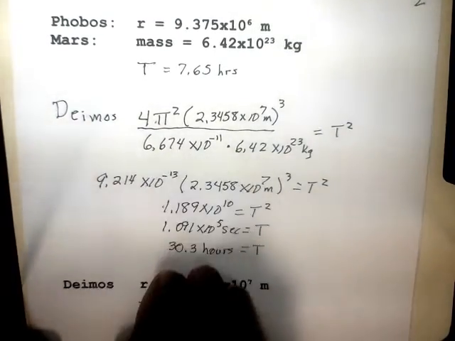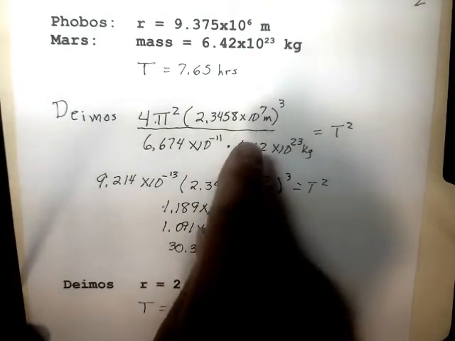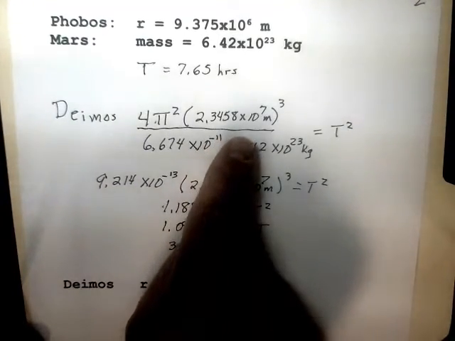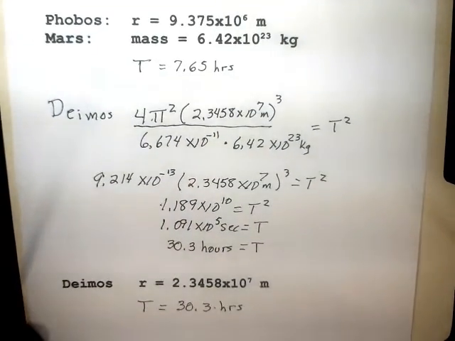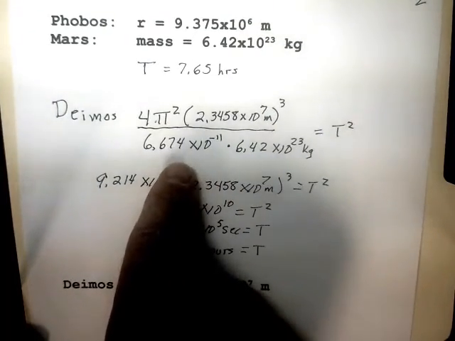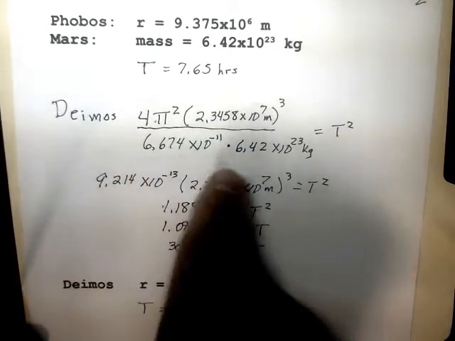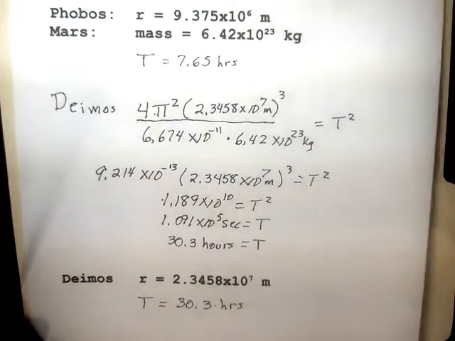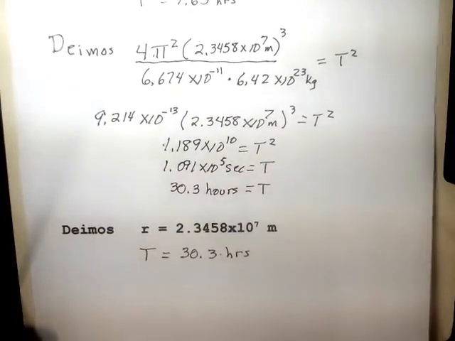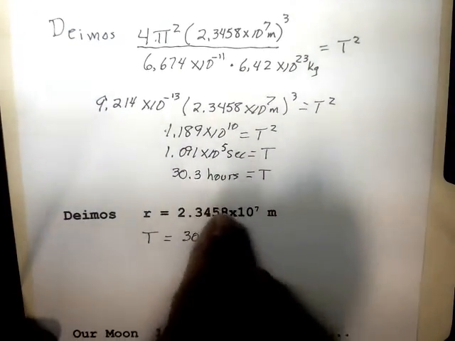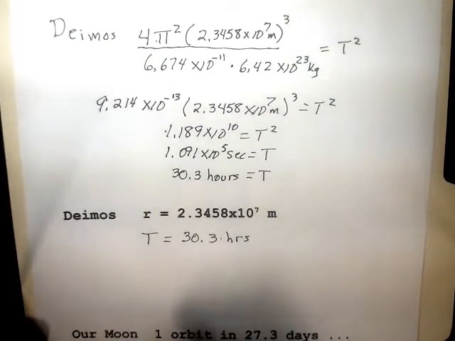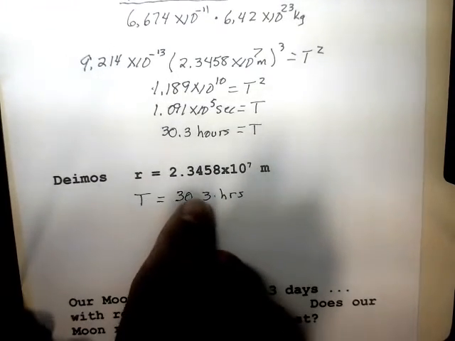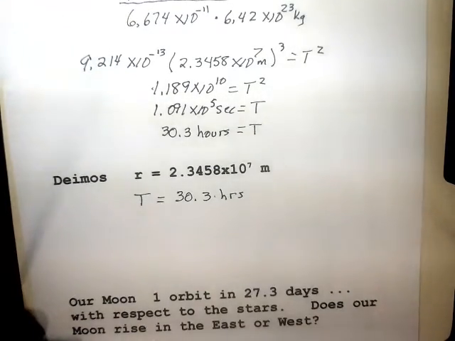Repeating this process for Deimos, we have to change the orbit size. For Deimos, it's 2.3458 times 10 to the 7th meters. It's a larger orbit. Otherwise, things are the same. 4 pi squared, capital G, the mass of Mars. And again, you should pause the video and see if you come to the same conclusion I have for my calculation. I get 30.3 hours for the orbit time. So just in summary, Deimos, its orbit size 2.3458 times 10 to the 7th.